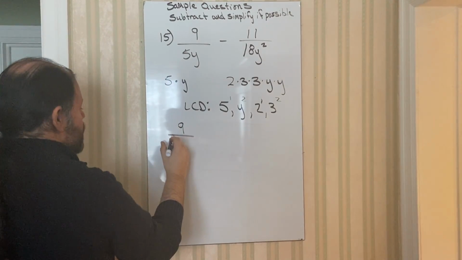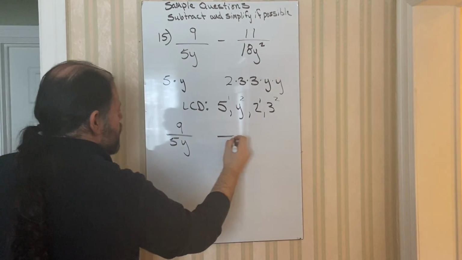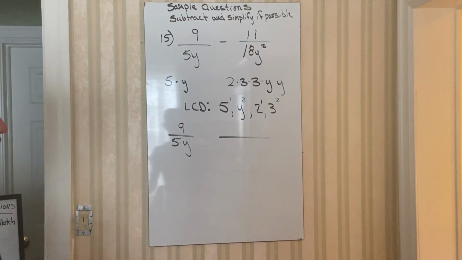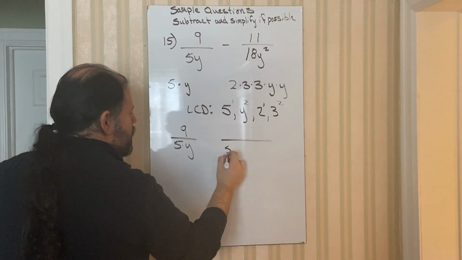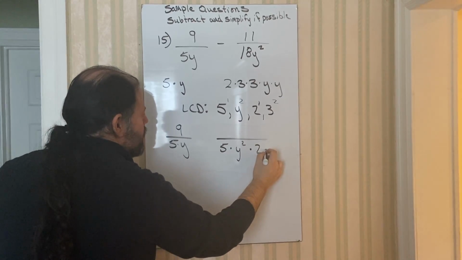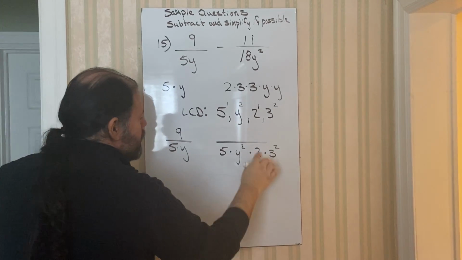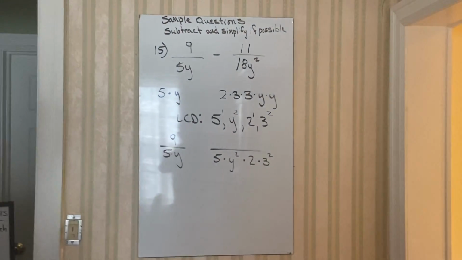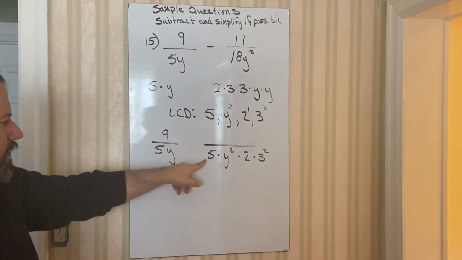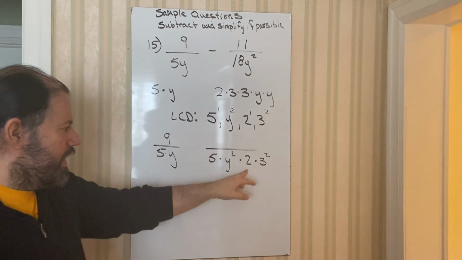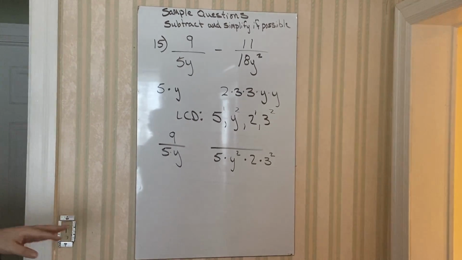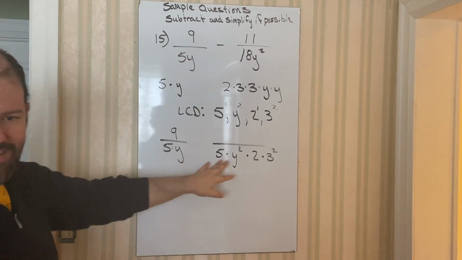So start with the first rational expression. And make sure you write the LCD as multiplication now that I have a rational. So 5 times y squared times 2 times 3 squared. Notice I didn't put the 1's here because it's understood. I didn't bother multiplying this out. I know a lot of you are saying, well, why don't you multiply it out? 5 times 2 is 10, and 10 times 3 squared, which is 9, is 90. I want to keep it this way so I can see what my extra pieces are.